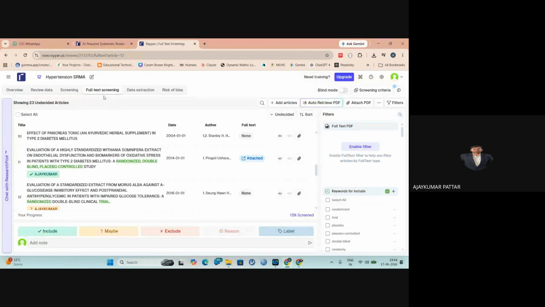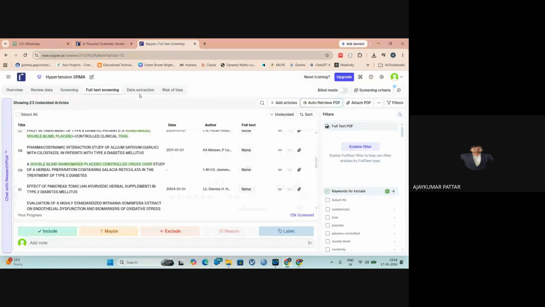Now I hope the full text screening is understood. Hello, hello, is it okay up to this? Okay, we will next move on to the data extraction.